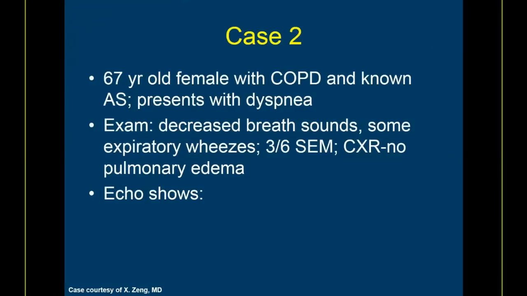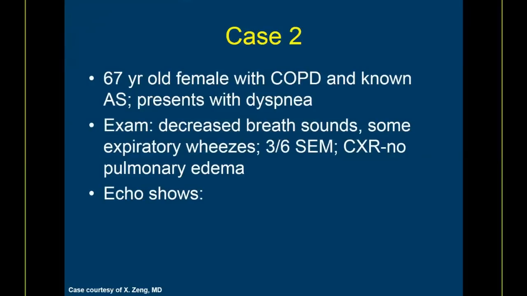All right, let's go on to case two. This is a 67-year-old female with a history of COPD and known aortic stenosis who presents with dyspnea. Again, this is a common situation, a person who has two reasons for dyspnea. Is it the valve or is it the lungs? Or is it something else? Her exam shows decreased breath sounds and some expiratory wheezes. She's got a murmur consistent with aortic stenosis, and her chest X-ray shows no overt pulmonary edema.